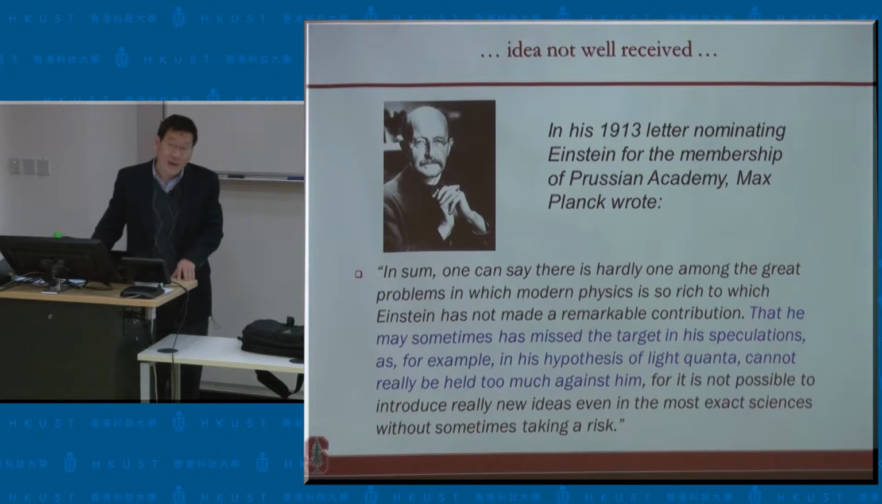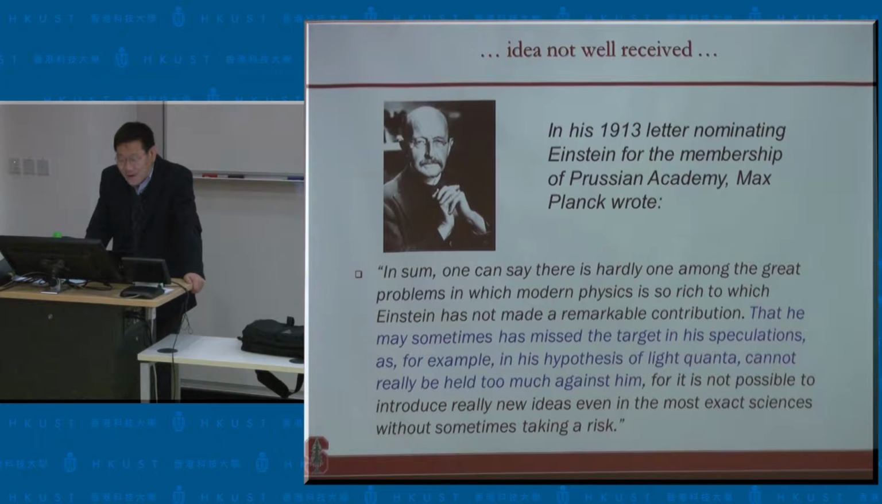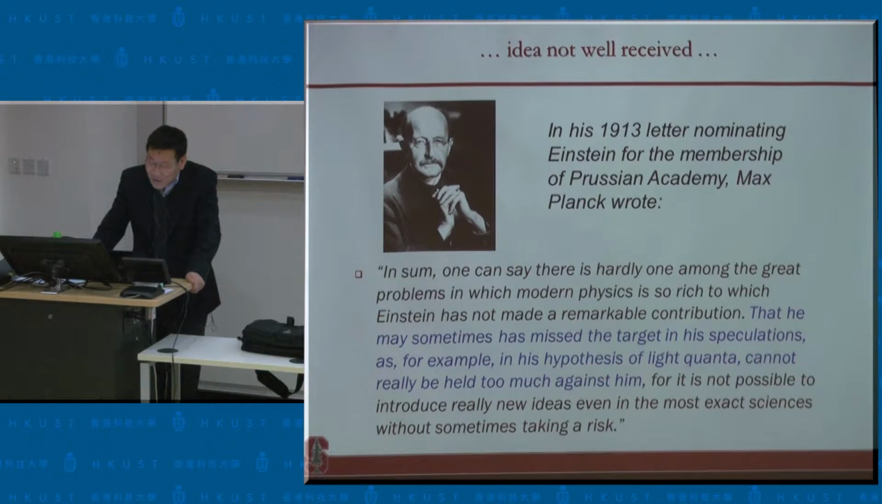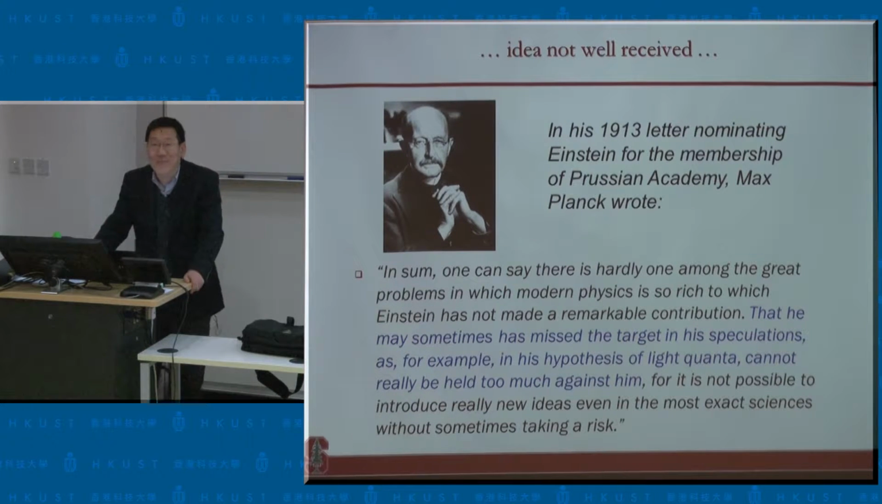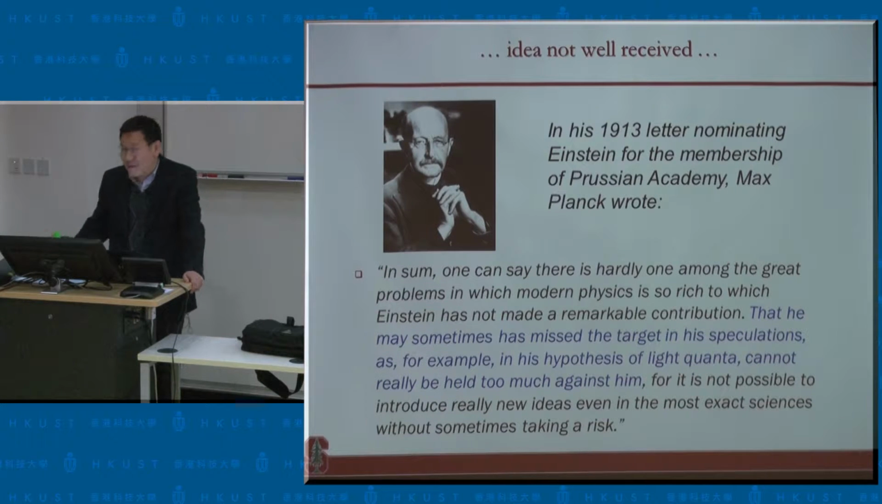In 1913, that means 8 years after the original paper, here's a letter from Planck and others nominating Einstein for membership of the Prussian Academy. Max Planck wrote, in sum, one can say there is hardly one among the great problems in which modern physics is so rich, to which Einstein has not made a remarkable contribution, that he may sometimes have missed the target in his speculations, as for example in his hypothesis of light quanta, cannot really be held too much against him, for it is impossible to introduce really new ideas even in the most exact science without sometimes taking a risk. That basically said, well, Einstein is a great physicist despite the mistake of the photoelectric effect.